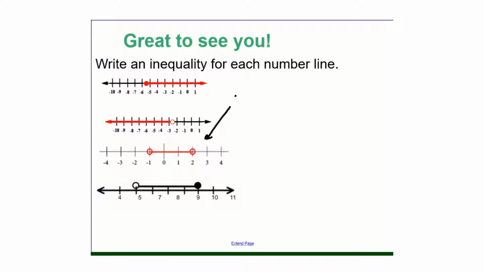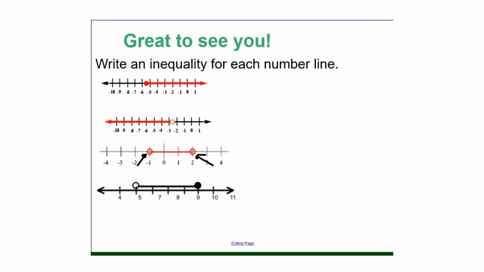This inequality here, we call this a compound inequality. We have an open circle here at negative 1. An open circle at positive 2. So we want all numbers between negative 1 and 2.